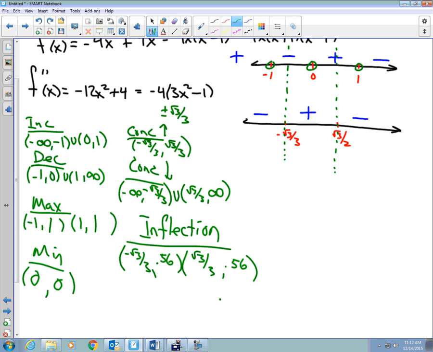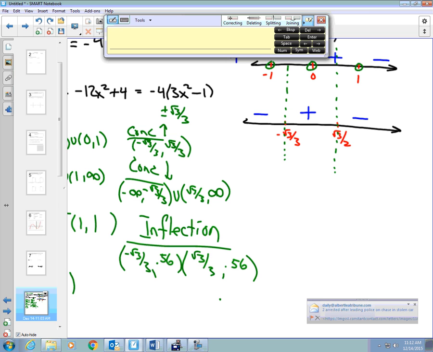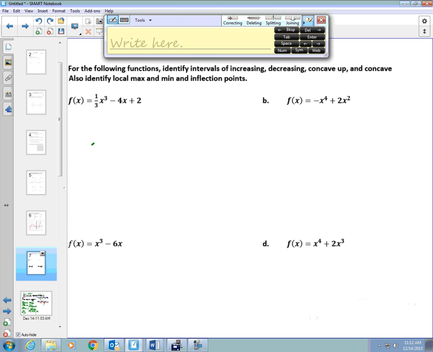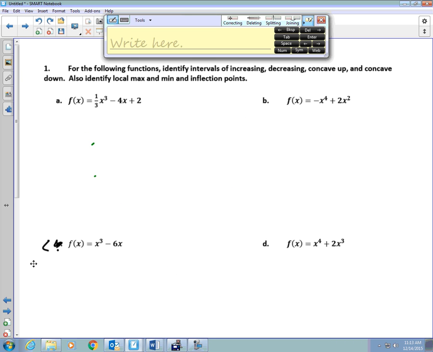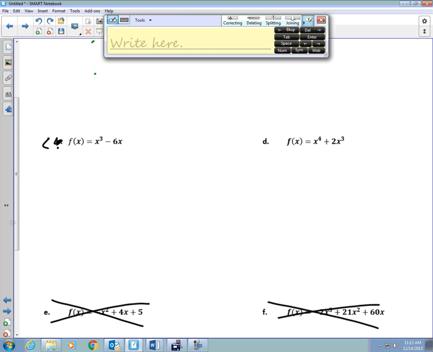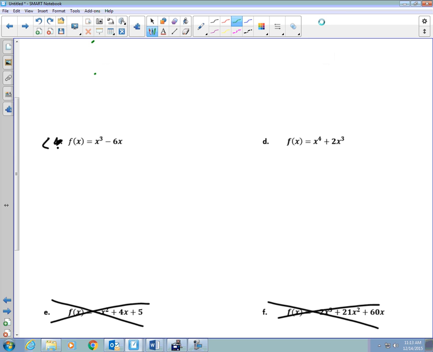What I would like you to do right now, on your own, is try example C. That's labeled B, my bad. If you look at this one right here, x to the third minus 6x, you can use that space where letter E is. We're not going to do that example. 4 will be enough for this assignment. You can go ahead. We'll take some time to do C. That'll take us up until lunch, and then we'll finish up when we get back from lunch.